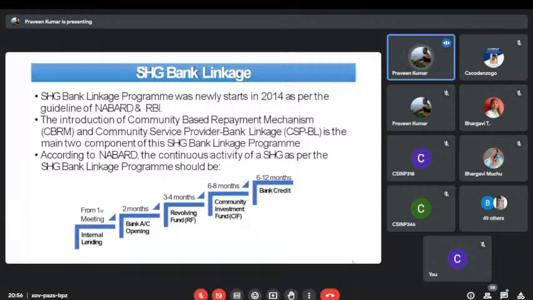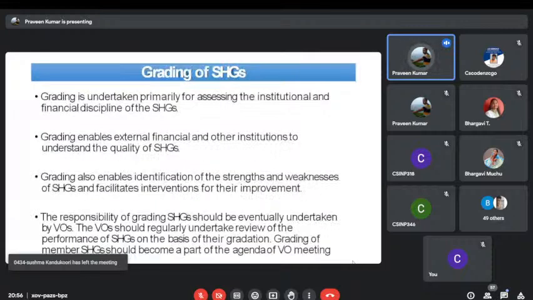Now, grading of SHGs is very important: A, B, C, D. The higher level institution does the grading. For a VO, who does the grading? The CLF. For an SHG, who does the grading? The VO. So this is all about the grading of SHGs. It is not done by any of the staff. So grading is another important aspect.